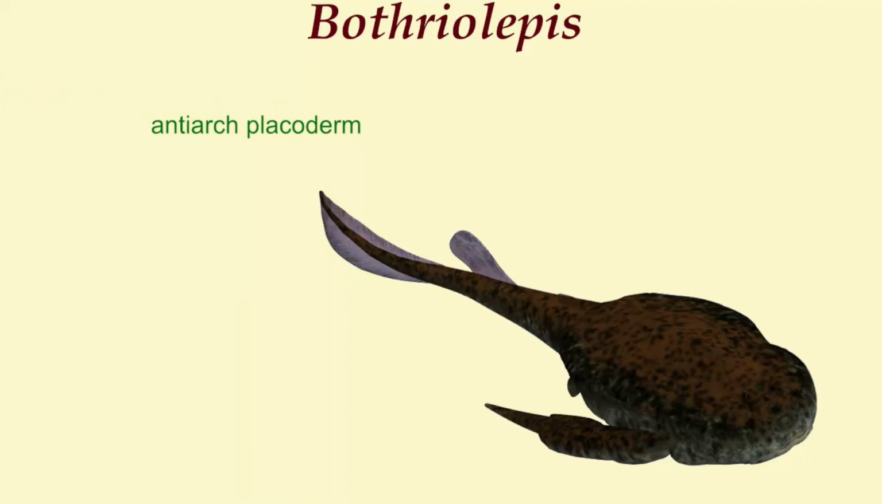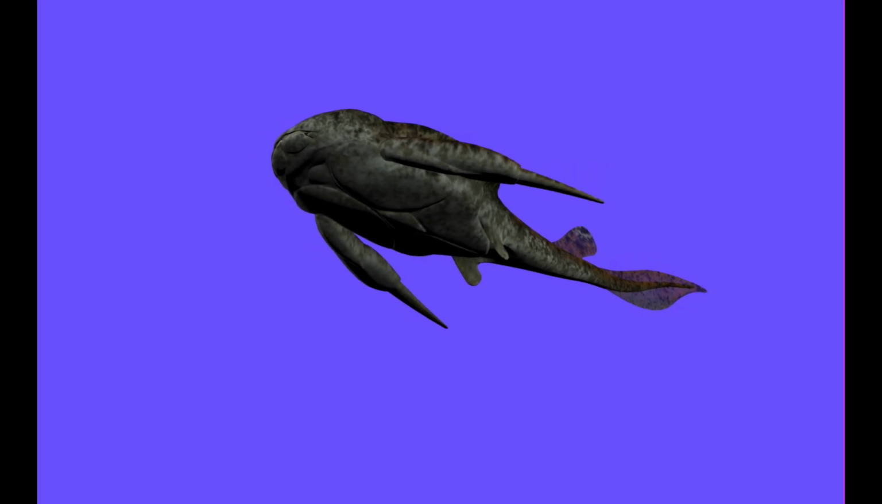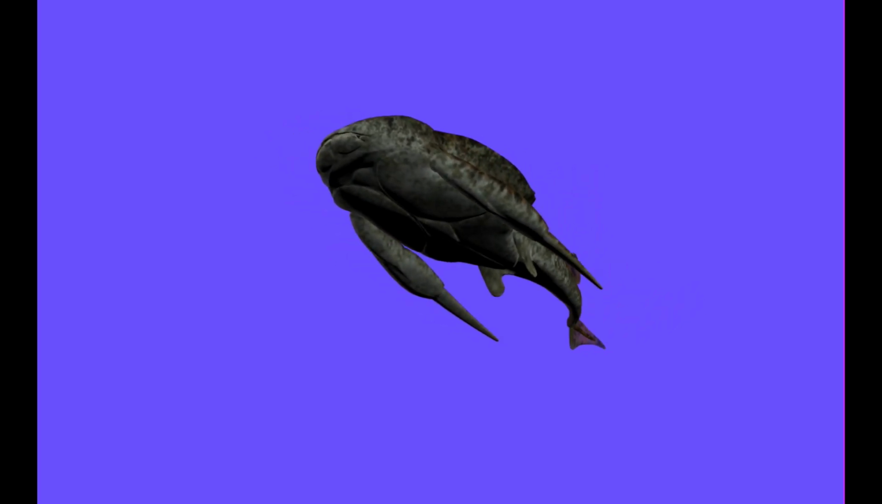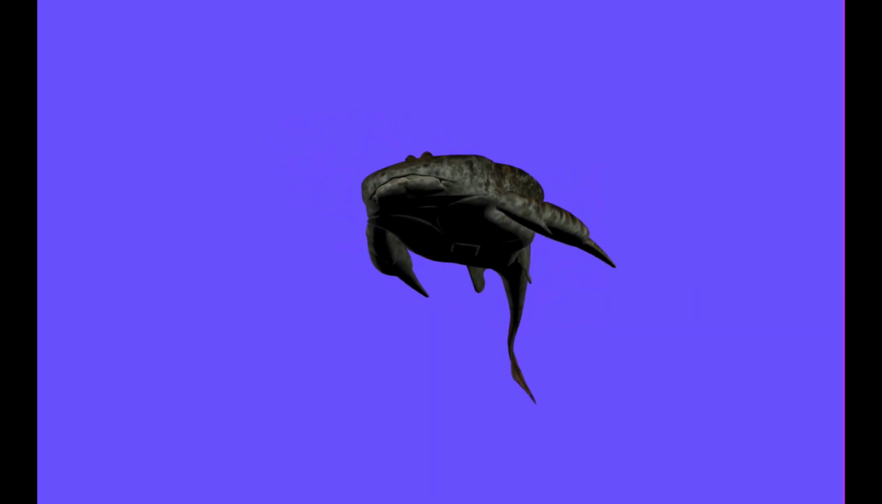Bothriolepis specifically was an antiarch placoderm and, like other antiarchs, had reduced pelvic girdles. The placoderms, including Bothriolepis, disappeared at the end of the Devonian in the mass extinction.